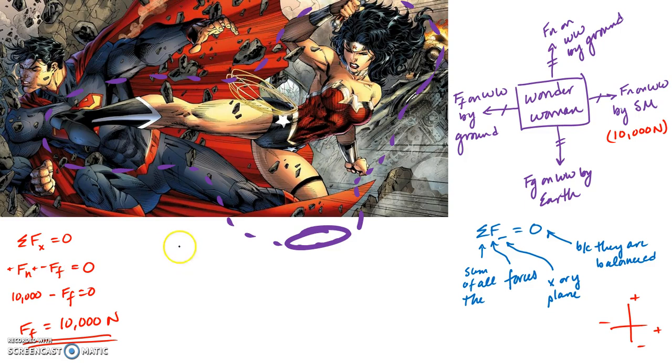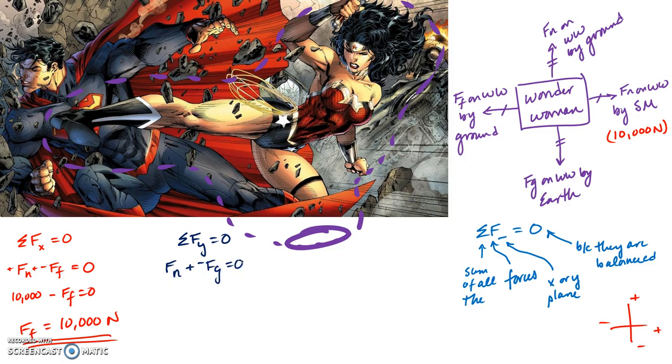But we can do the exact same thing in the y-plane. So I'm going to do that again. I'm going to sum the forces in the y-plane and set that equal to 0, because we said in the y-plane the forces are also balanced. Well, in the y-plane, we've got the force normal pointing up, so it's positive, then minus, aka plus a negative, the force of gravity, because gravity is pulling us down, so that equals 0.